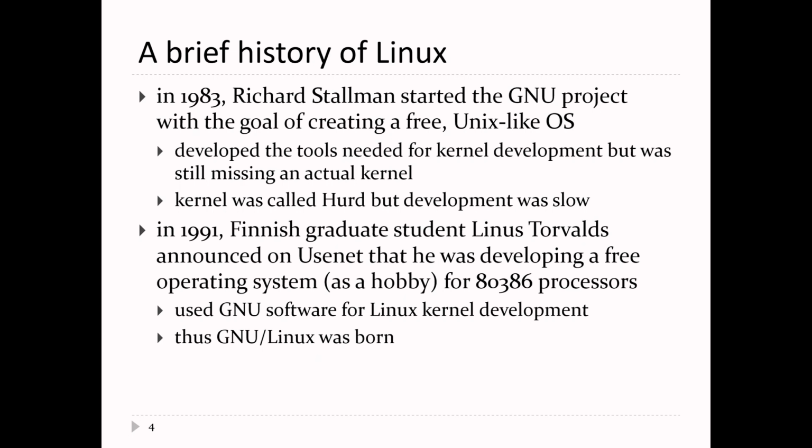He didn't have the tools. He didn't have a compiler, he didn't have any of the command line tools or anything like that. But GNU had those. So they got together and GNU Linux was born. Right? So the kernel comes from Linux, and the other supporting tools come from GNU.